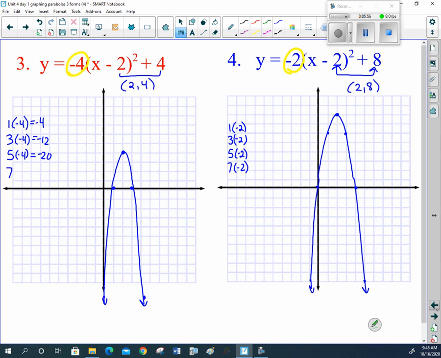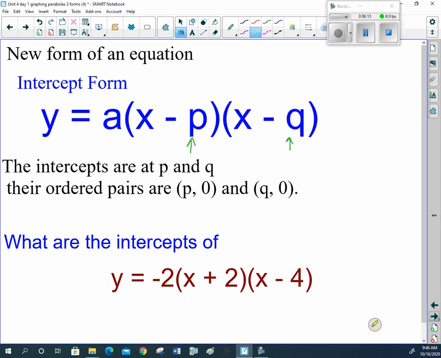So if we look over here on the previous page, we have x-intercepts right here, here, here, on those two. So this equation in this form is going to tell us where it crosses the x-axis. So it's not a vertex. It's going to tell us where it crosses the x-axis.